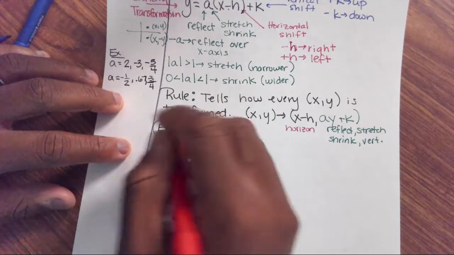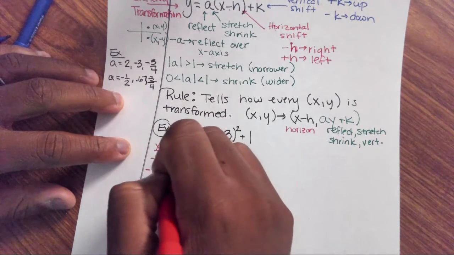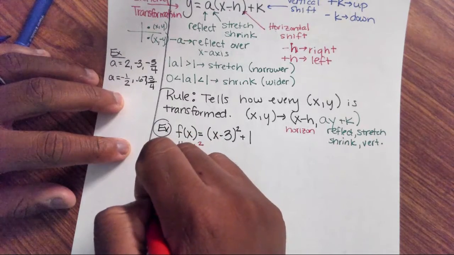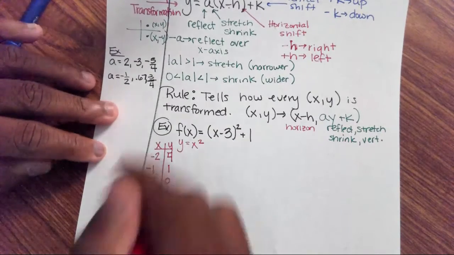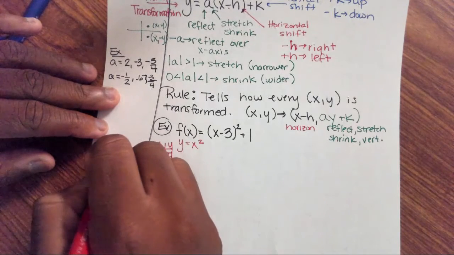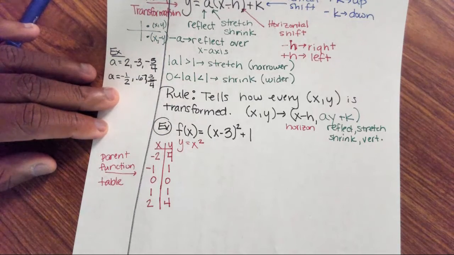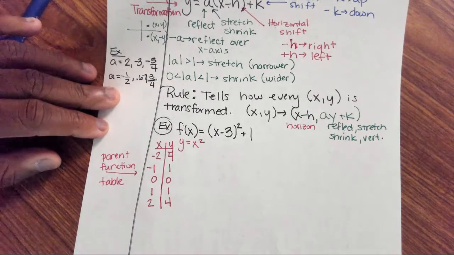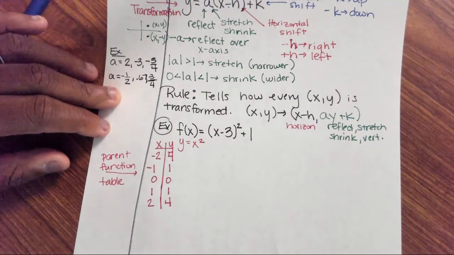So we know that when x is negative 2, y should be 4. When x is negative 1, y should be 1. When it's 0, y should be 0. When x is 1, it should be 1. And when it's 2, it should be 4. This is the parent function table. What I'm going to do now is use this table to get to the next set of points. And I'm going to transform this by following a rule. The first thing I want you to do is describe the transformation.